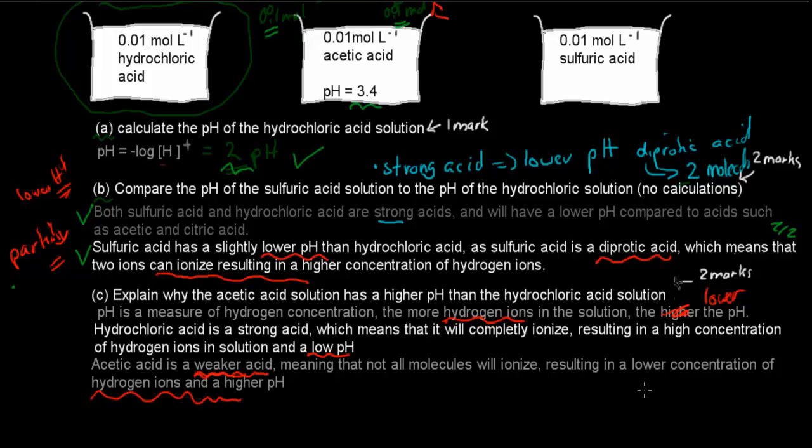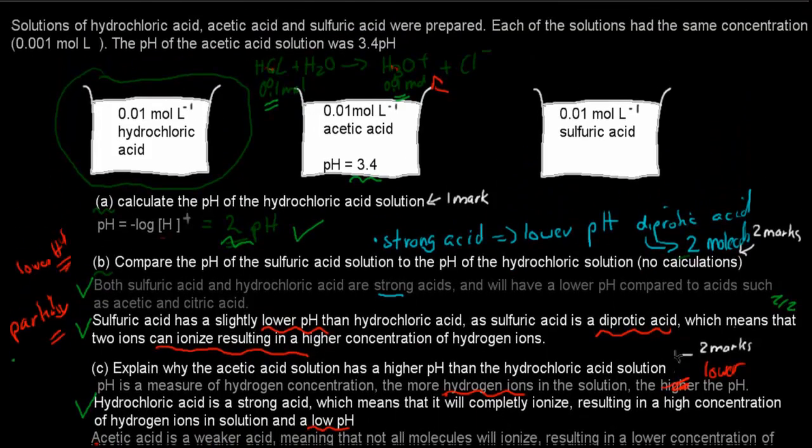Right, so some molecules will stay intact, and some will ionize, whereas with hydrochloric acid all will ionize, which means we have more hydrogen ions for hydrochloric acid than for acetic acid, which means acetic acid has a higher pH, because the lower the amount of hydrogen concentration, the higher the pH. And that gives you the answer for this part. So we mentioned complete ionization for hydrochloric acid and incomplete ionization for acetic acid, and we link that to the idea of pH. And those are 2 marks.